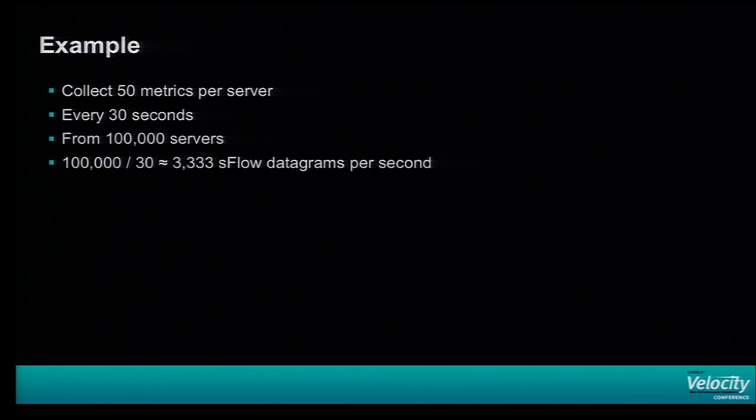In this example, we're looking at scalability. So suppose you wanted to collect 50 metrics from each of 100,000 servers at 30-second intervals. With sFlow, that generates around 3,000 UDP datagrams per second. sFlow datagrams are really easy to decode. XDR is a very simple encoding. And storing that data so it can be usefully retrieved is a little more effort, but easily accomplished on a single server.